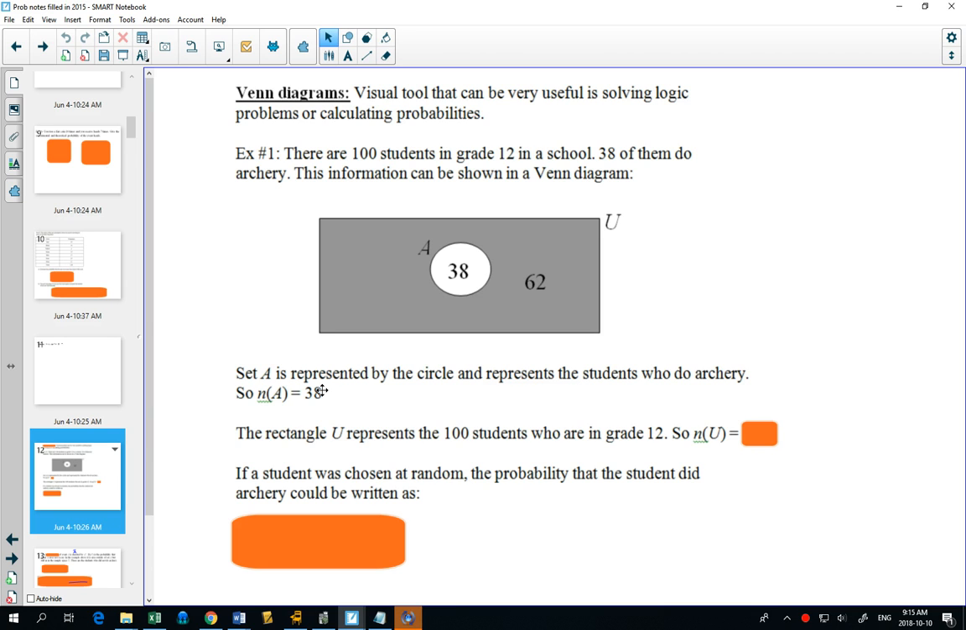The number in set A, if set A represented the students who do archery, is 38. The whole rectangle is everybody. If a student was chosen at random, what's the probability the student did archery? Well, you wouldn't have needed a Venn diagram to figure that out, because it's so obvious. 38 out of 100. But we're going to get to some questions that get a little bit more complicated.